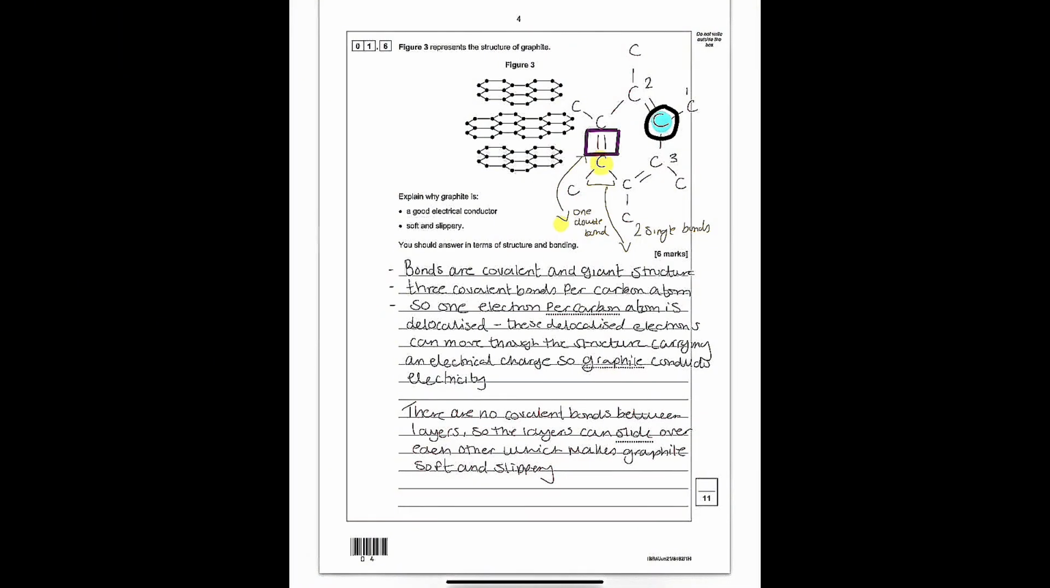I really hope that this exam question and my model answer has helped you to understand the reason why graphite is a good electrical conductor and soft and slippery. Okay, thank you.